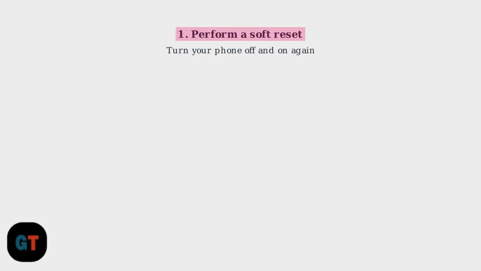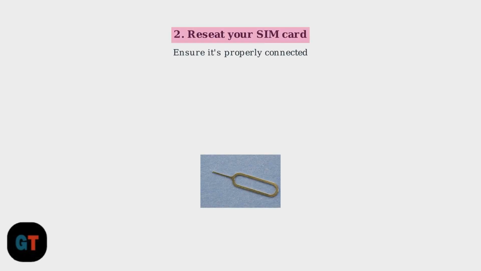First, perform a soft reset by turning your phone off and on again. This refreshes the connection and often resolves temporary glitches. Next, reseat your SIM card to ensure it's properly connected. Use the SIM eject tool if needed, then reinsert the card.